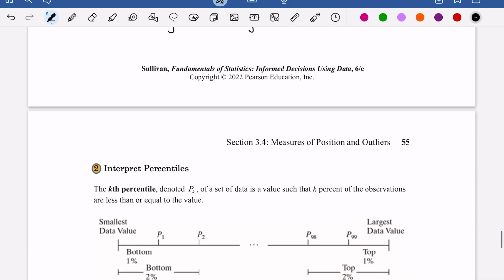So really pay attention to what it's asking you. All right, to interpret percentiles, the kth percentile, k could be anything. It could be 72, it could be 15, it could be 41, things like that. It is denoted P_k, is a value such that k percent of the observations are less than or equal to that value. So when we're looking at percentiles, we're looking at the left side of that value.